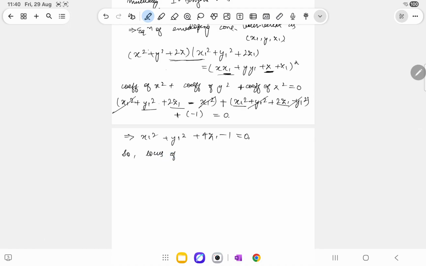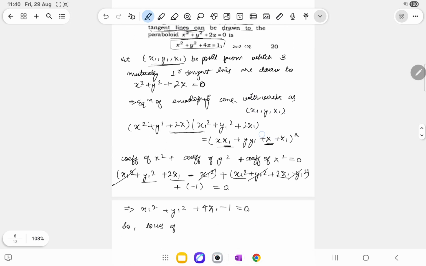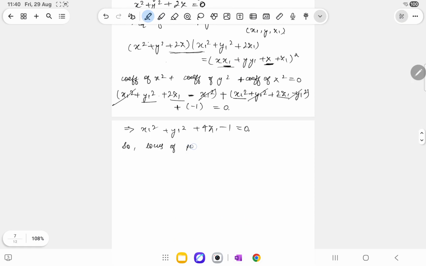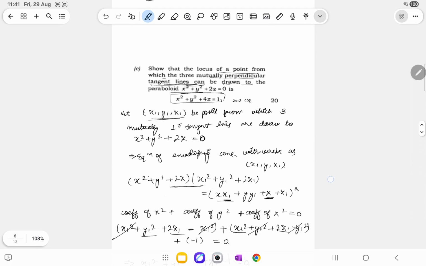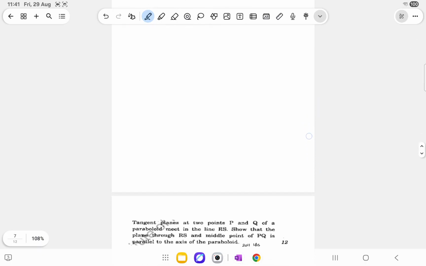So the locus of the point P via which three mutually perpendicular tangent lines are drawn to the paraboloid is x square plus y square plus 4z is equal to 1, and this is what we were supposed to prove in this question. So let us move on to the next question.